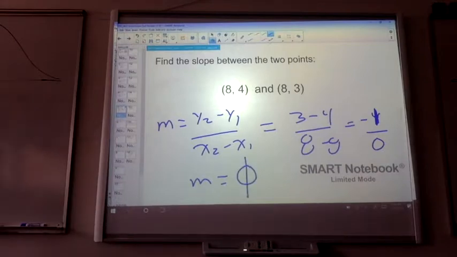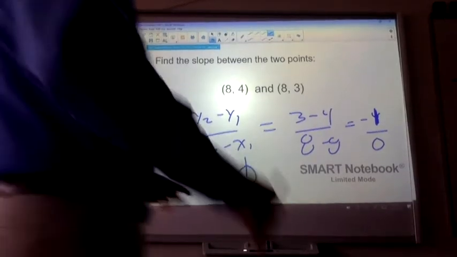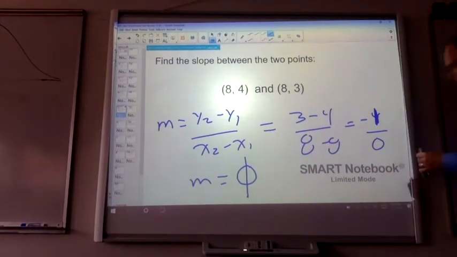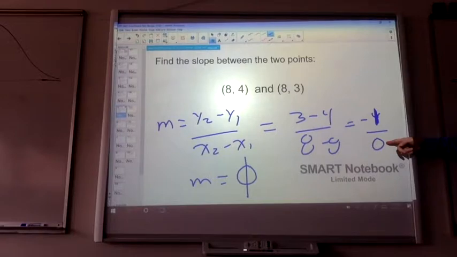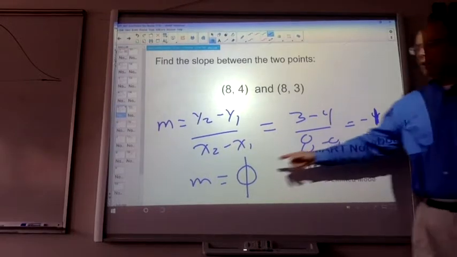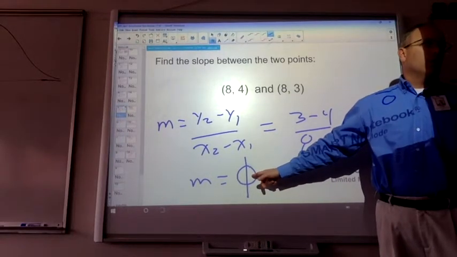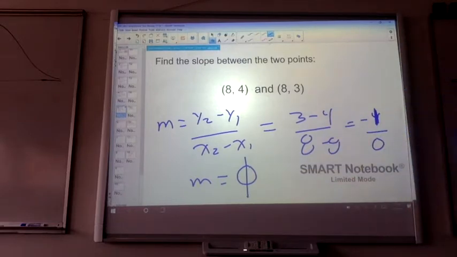I said that it was undefined and you said no. Well, I wasn't there yet. I'm sorry. This is a straight line. What kind of straight line? Vertical. Because remember, if 0 is under, it starts with a U, that means it's undefined, which starts with a U. And a vertical line is undefined, and U and V are next to each other in the alphabet.